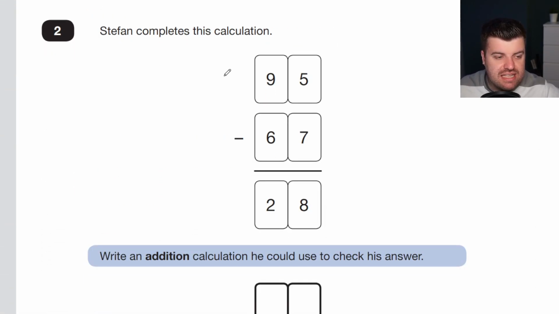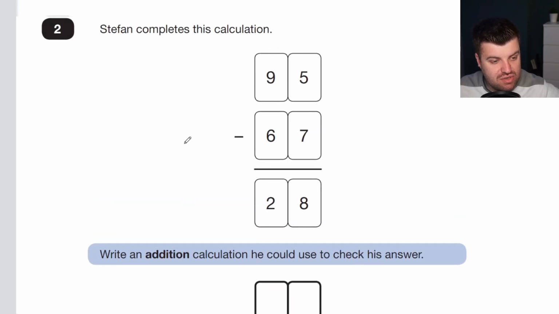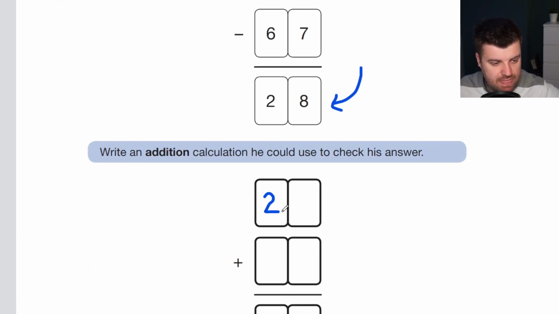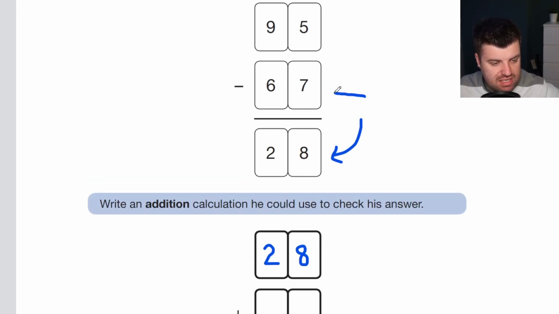Let's keep going. Question 2. Stefan completes this calculation. 95 subtract 67 is 28. Write an addition he could use to check his answer. This is all about using the inverse. So to check an answer, if we have just subtracted, we can take the answer, 28. So let's put that straight in here. And we have an option. We could add on what we subtracted. That's one of the ways we could do it. Or we could put 67 first and then add on the answer. It doesn't matter which way around we do it.